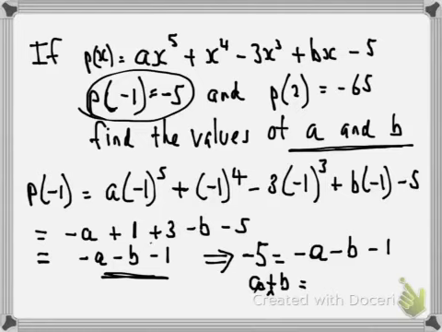So what we've got is a plus b. Take the negative 5 across, we get negative 1 plus 5 is 4. So a plus b equals 4, like so. So that's our first equation. Now let's go on and find another equation.